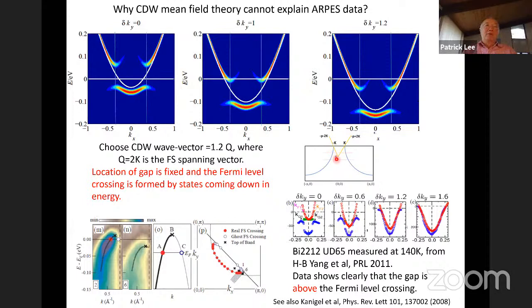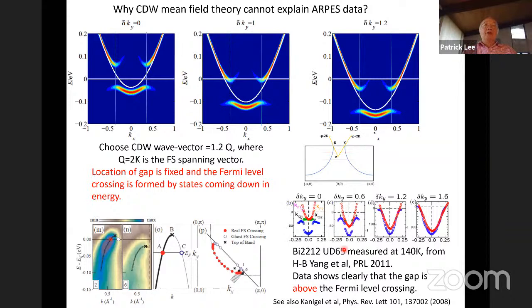In ARPES, you can only see this. But this is in contradiction with the experiment, which shows that the state is moving up from below, okay? And I think this is a very general argument. The problem is that any kind of nesting or any kind of finite Q order is fixed in momentum space. The gap is not moving. The location of the gap is moving. The states are moving. The band is moving. And that necessarily means that a Fermi arc has to come from above, okay?